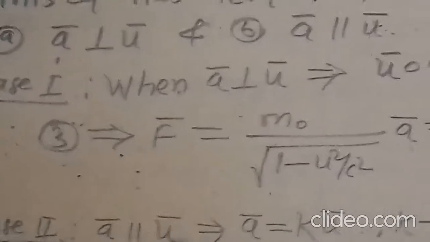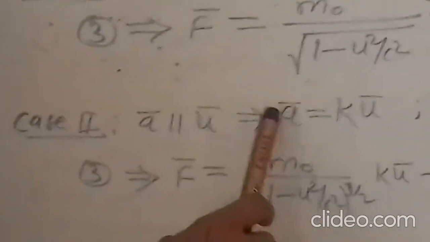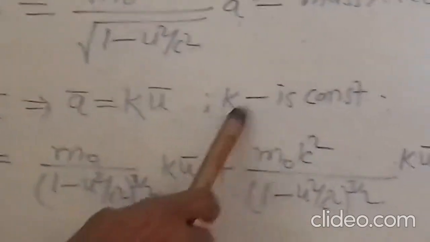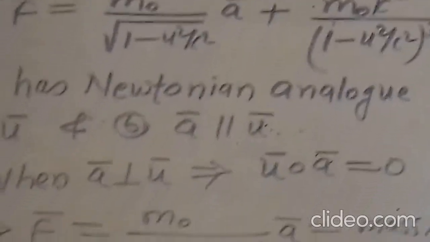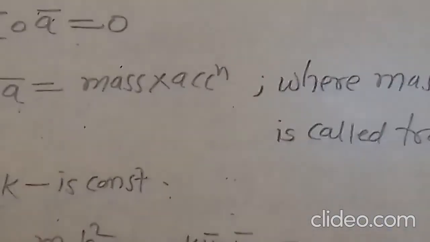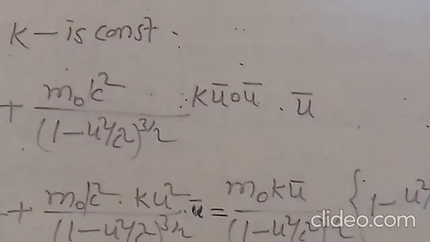Whenever a bar is parallel to u bar, this vector a bar can be expressed as a certain constant multiplied by u bar, where k is a certain constant. So if you substitute the value of a bar in equation number 3, we get F bar equal to m naught divided by 1 minus u square by c square raised to power half into a bar, where a bar becomes k times u bar, plus m naught by c square divided by 1 minus u square by c square raised to power 3 by 2 into k times u bar dot u bar into again u bar.